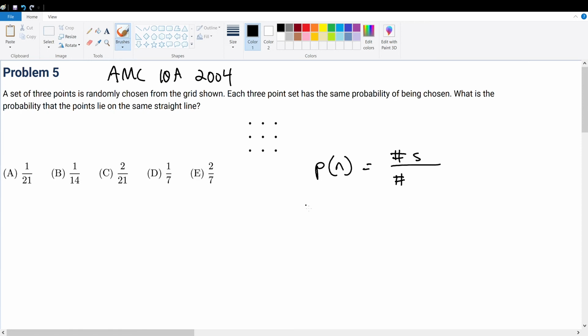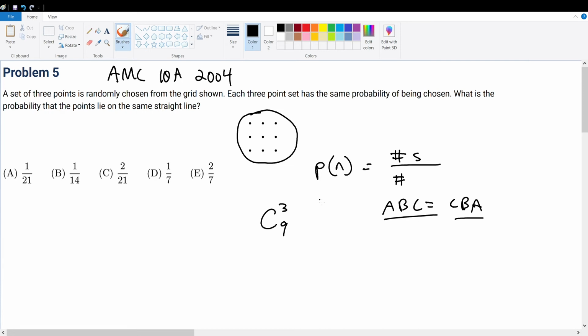So if we want to find the total number of possibilities, how many ways can we pick 3 points from the 9 points shown? Well, that's obviously a combination of 3 pick 9. The reason for this is because ABC is the same thing as CBA. We don't want to say that they're independent of each other, because if I pick this point and this point, it is the same thing if I pick it in the reverse order. So I want to make sure that I do not overcount possibilities that are the same. So therefore, we use a combination of the 9 points.